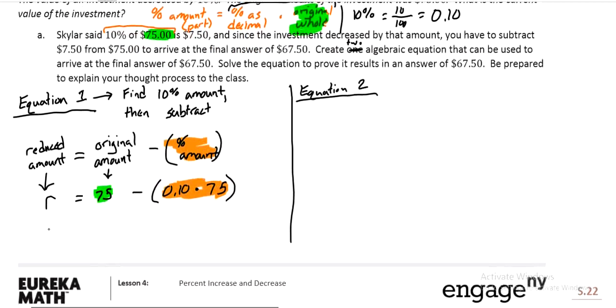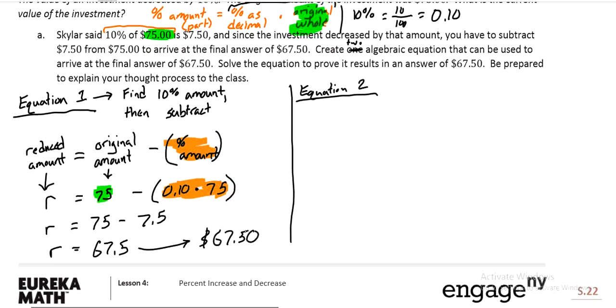So let's progress through. R equals 75 is going to stay. 0.10 times 75 gives me 7.5. Finally, we'll do 75 minus 7.5, and we end up with R equals 67.5, which is $67.50. So there we go. We proved how that works out, that we could use this type of equation or this type of thinking to find out what our reduced amount is.